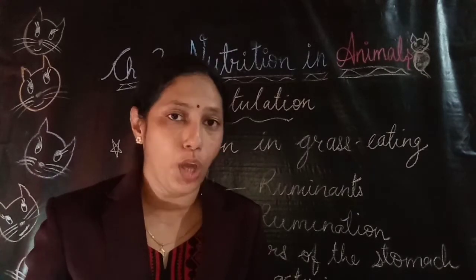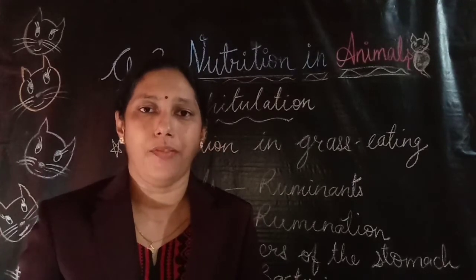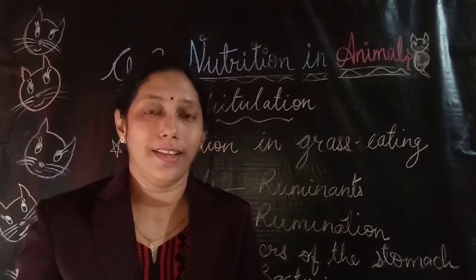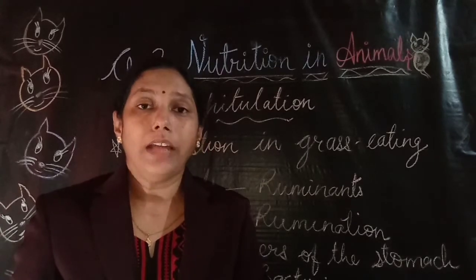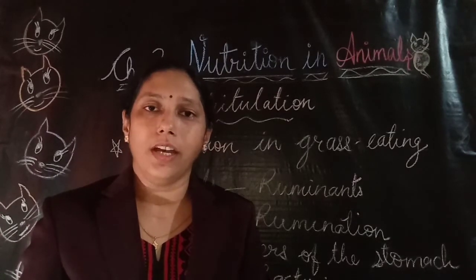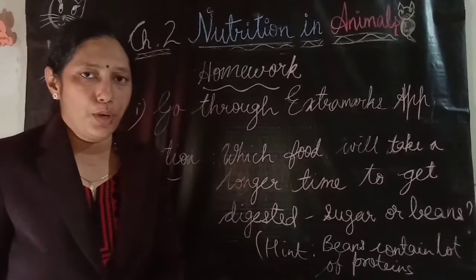Then we have learned that grass contains cellulose which is not digested by humans, but it is digested by these animals because grass-eating animals have bacteria which can digest this cellulose. So we have learned that digestion in these grass-eating animals occurs in 2 steps.